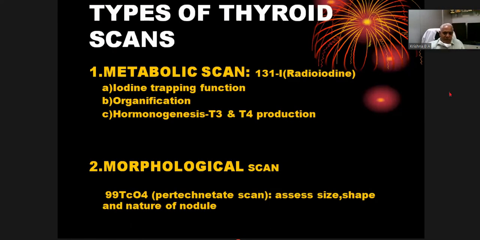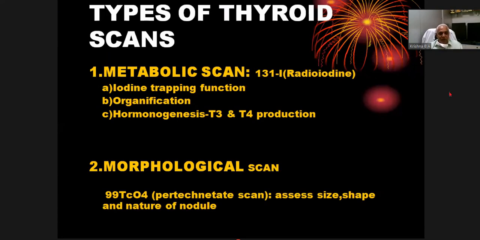Coming to the field itself, in the thyroid area, when we look at the isotopes, they are of two types: metabolic isotopes and isotopes which give us the morphology of the thyroid gland. The metabolic isotope is the radioiodine. Why do we call it a metabolic isotope? Because we all know from the physiology that the thyroid takes up the iodine molecule and organifies it and produces T3 and T4 hormones, which are critical for functioning of every organ of the human body.